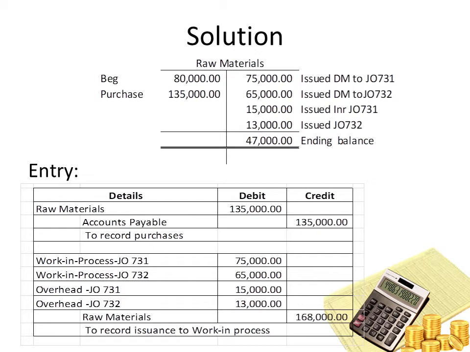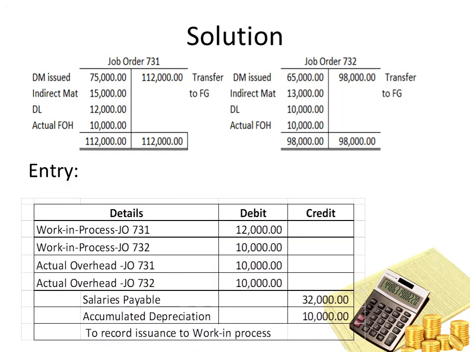So we credit raw material 168,000. So if we were asked how much is our ending inventory, then we know that we still have the balance of 47,000 raw materials. Next, for our direct labor, we have direct labor hours for job order 731 of 12,000. So we put work in process JO 731 12,000 and then for 732 10,000. So we put work in process JO 732 10,000.